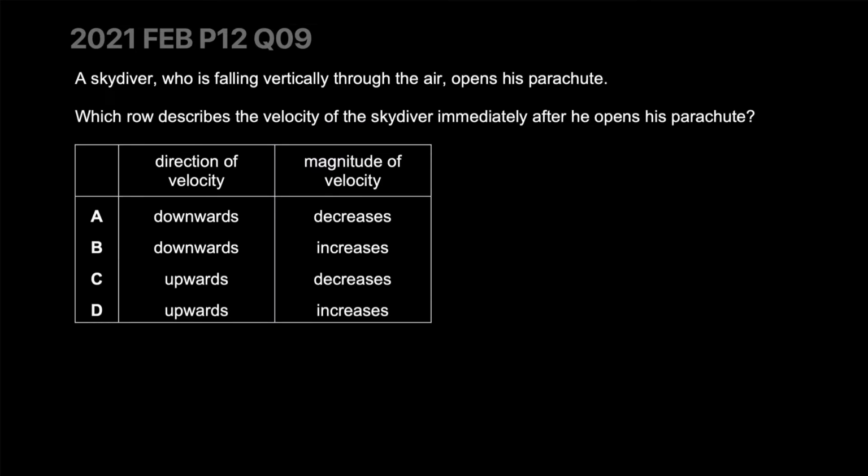A skydiver who is falling vertically through the air opens his parachute. Which describes the velocity of the skydiver immediately after he opens his parachute? He's been falling for some time, so you know he has high velocity. As soon as he opens it, he's going to start undergoing deceleration, right? So let's bring our skydiver over here.